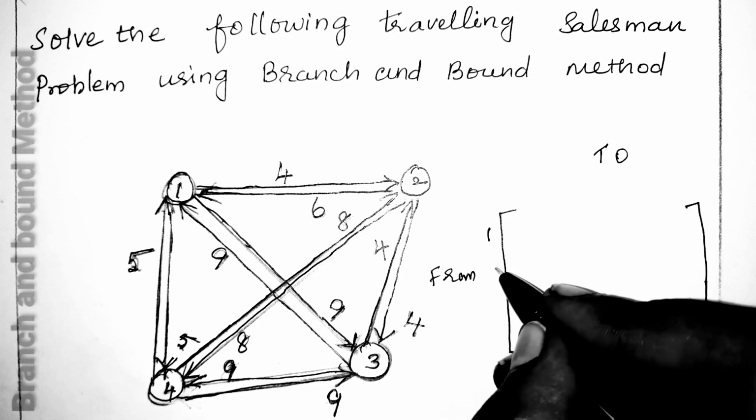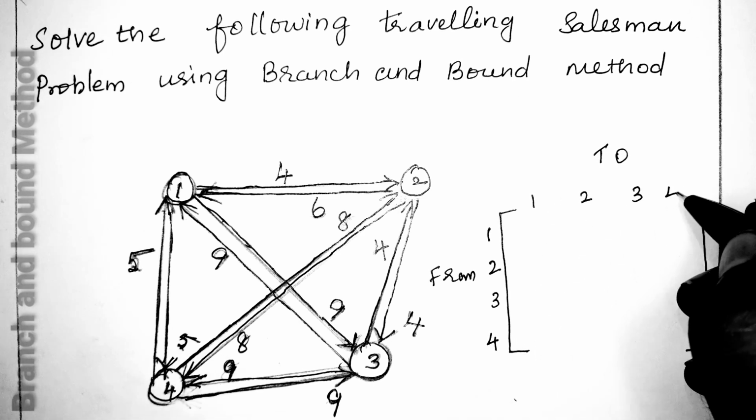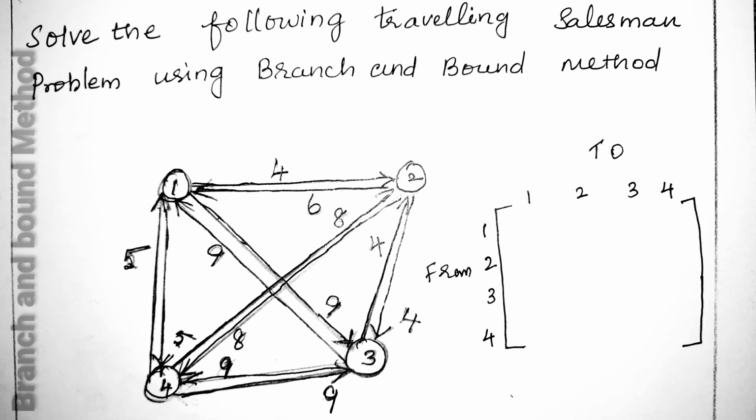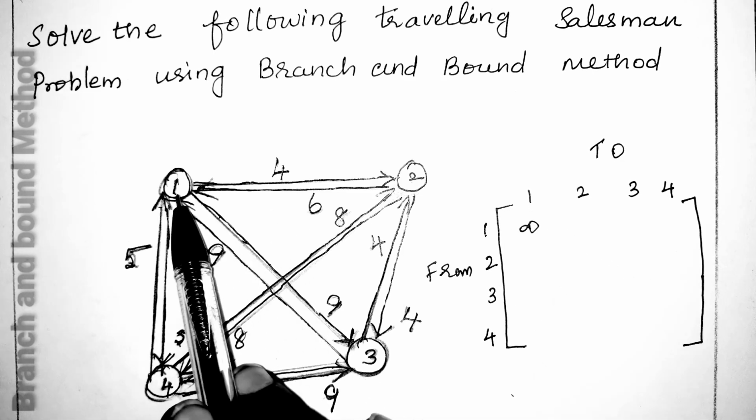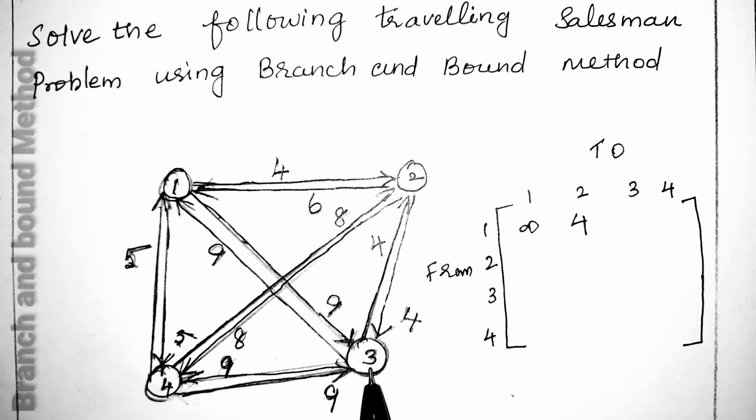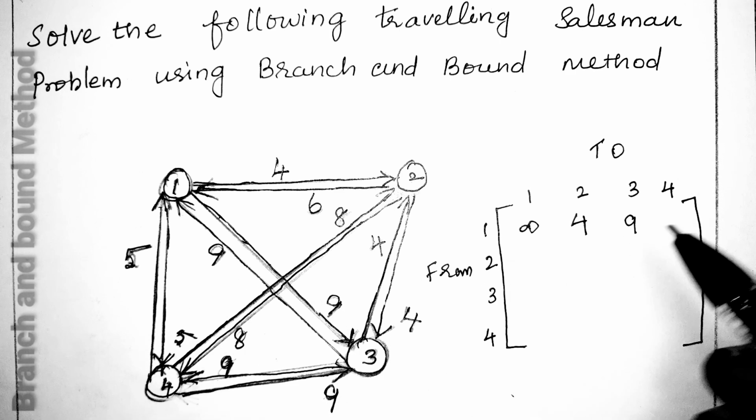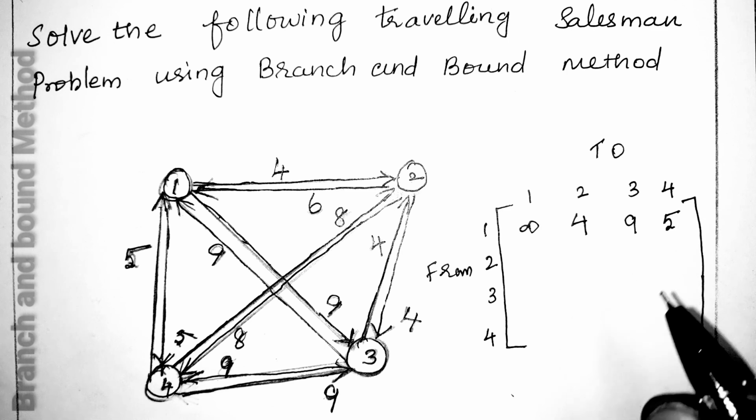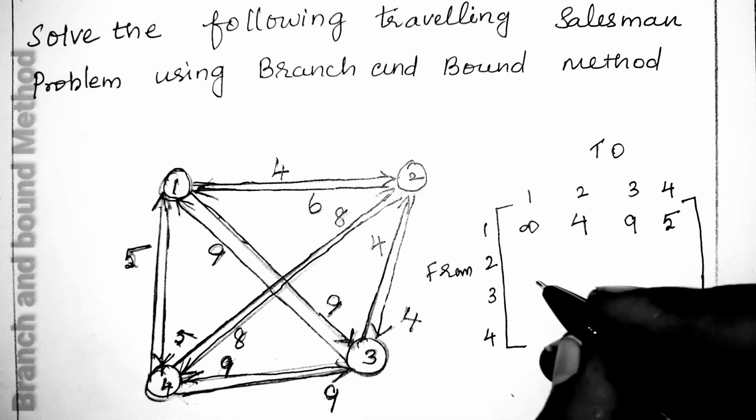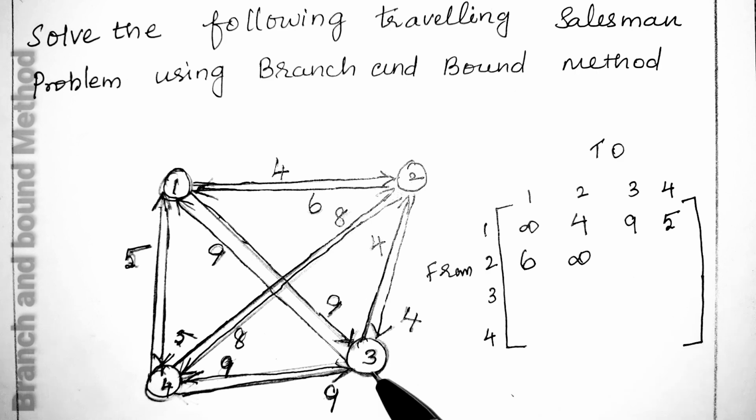There are 4 cities: 1, 2, 3, 4. City 1 to 1 is infinity. City 1 to 2 is 4. City 1 to 3 is 9. City 1 to 4 is 5. City 2 to 1 is 6. City 2 to 2 is infinity. City 2 to 3 is 4. City 2 to 4 is 8.